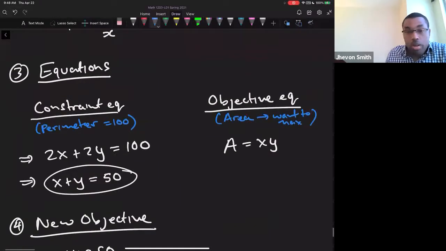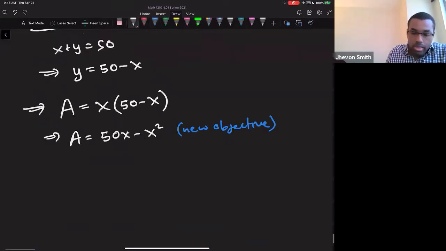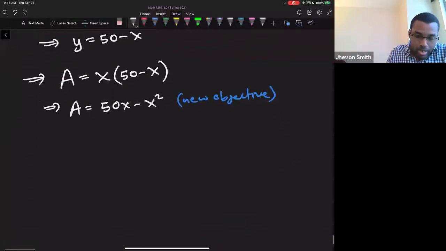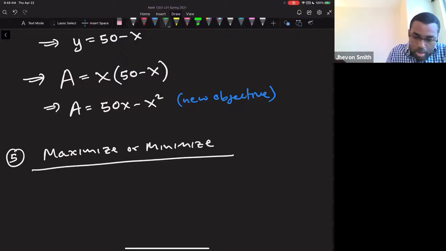Notice that before, our objective had 2 variables in it, x and y. Now it only has 1. Now that we have a function that describes the area, that means we can do calculus with it. So step 5 is where you want to maximize or minimize, depending on the problem. We read the problem, that was step 1. Now we know we want to maximize here.